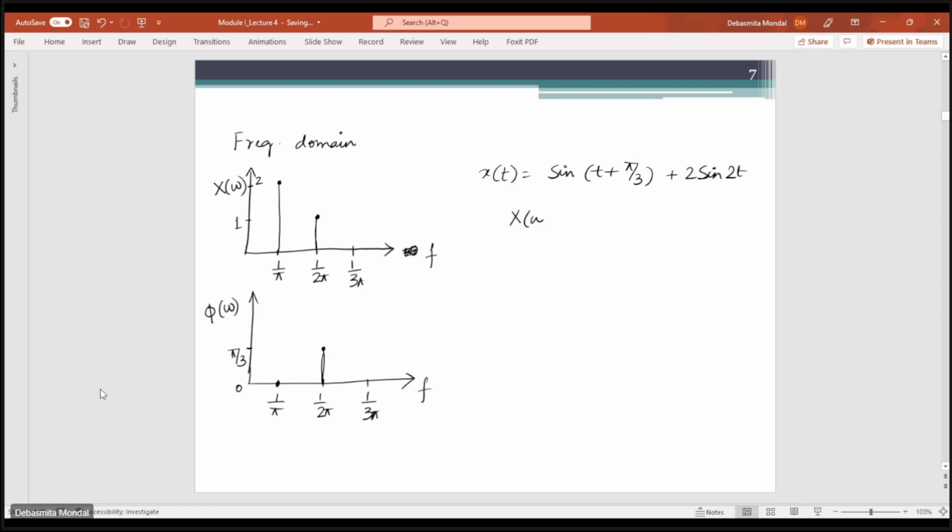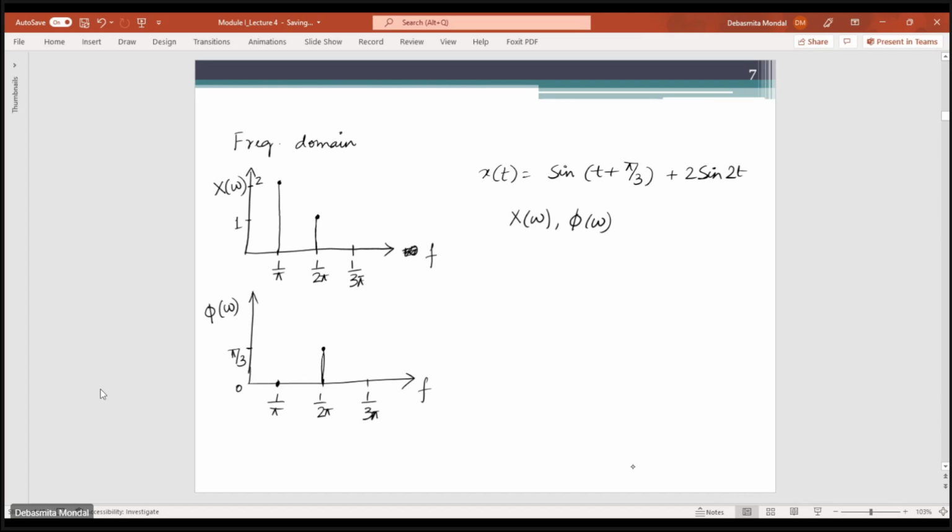So if you represent X(omega) and phi(omega) in the frequency domain, you see there are two components. For each frequency component, you will draw both the magnitude as well as the phase, and you will get a kind of discrete representation. For other frequencies like 1 by 3 pi, 1 by 4 pi, there are no components, so omega has only two values in this equation.